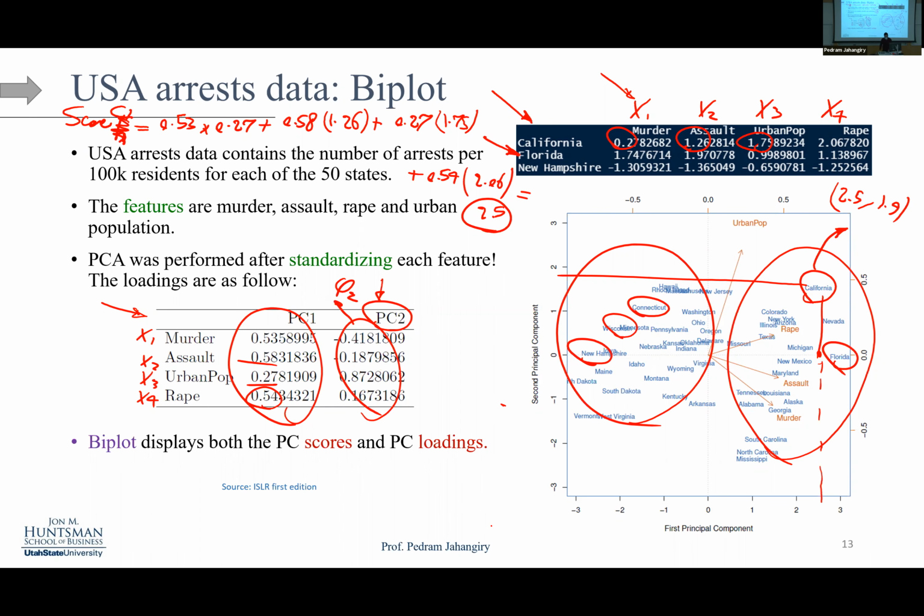This is PC. Look at the axes. The whole point of doing PCA is to transform data to new coordinate axes. Now we can visualize them.